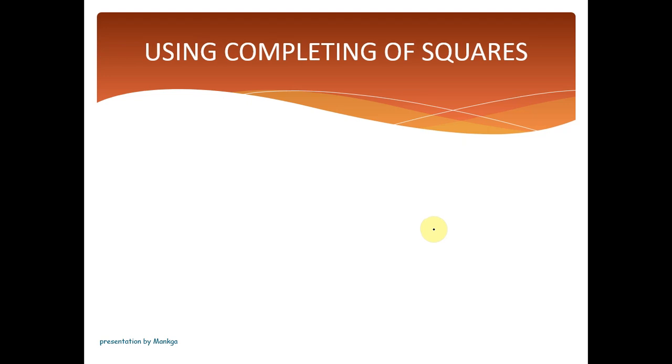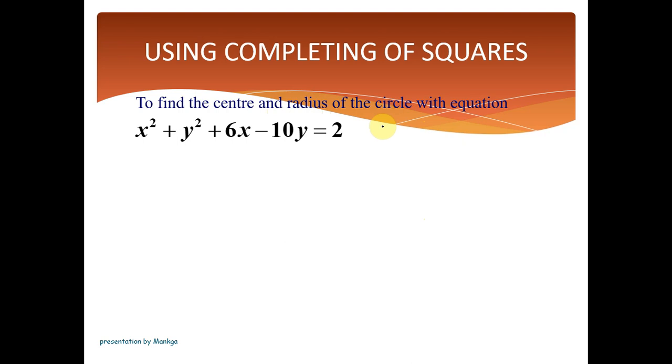Then completing the square. So finding the center and the radius of a circle from an equation. In this case, you'll be given something like this as an example. We have x squared plus y squared plus 6x minus 10y is equals to 2. So you are supposed to get the center of the circle and the radius. So how are we going to do this one? We are going to complete the square.